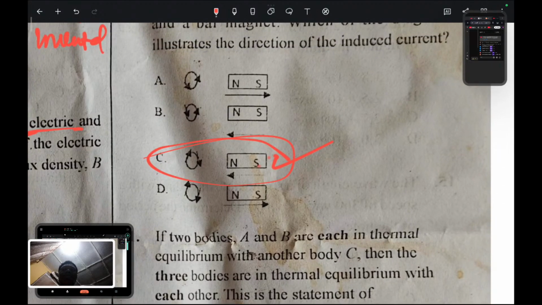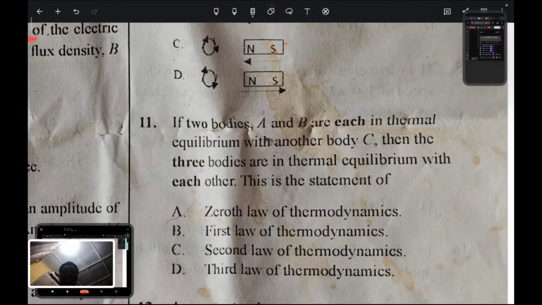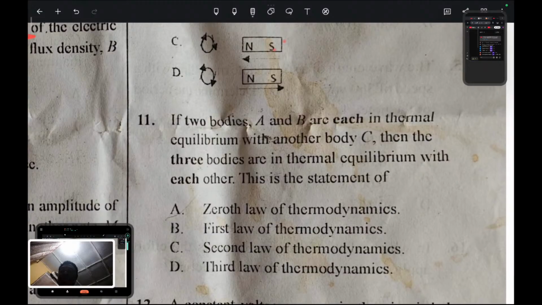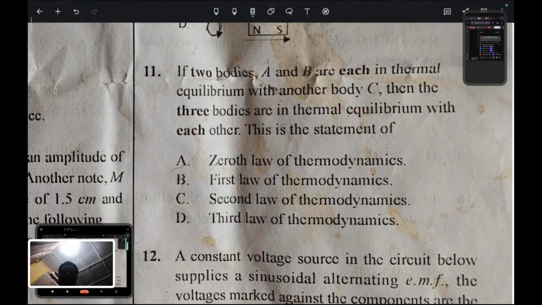And can you see how closely related the options are? Can you see how closely related they are? So which is why you must be very careful while answering your question. Is that clear? So let's solve this question 11.